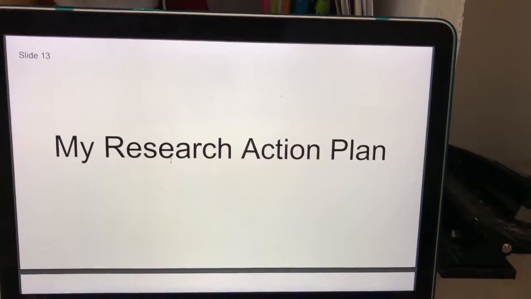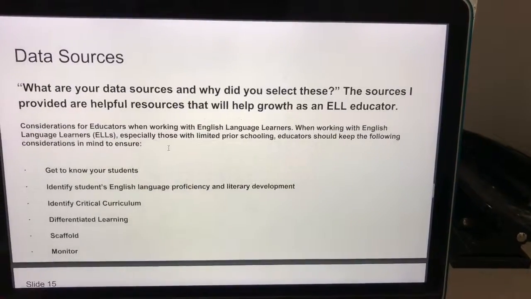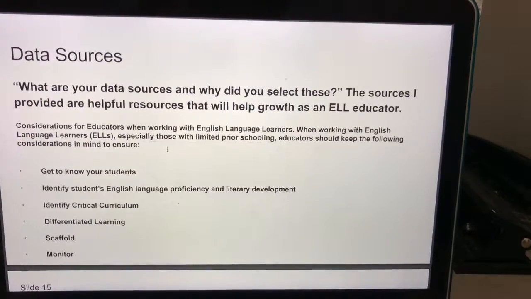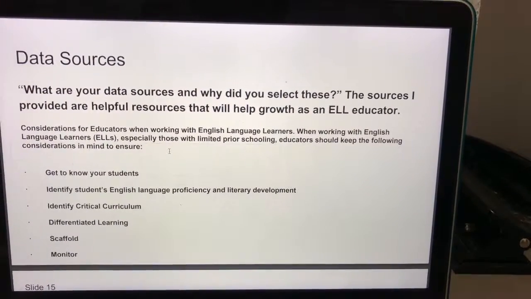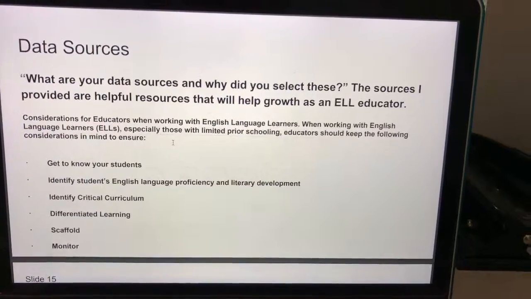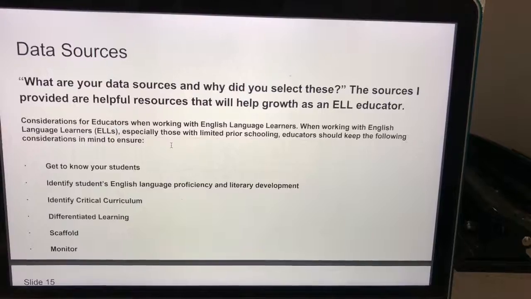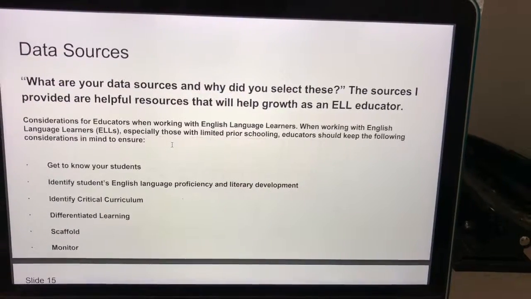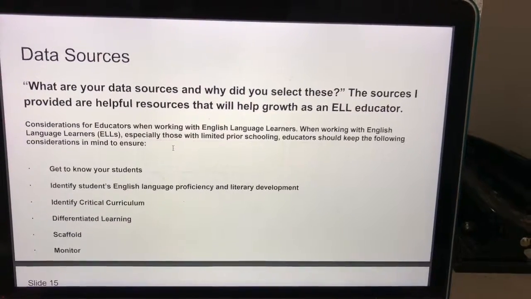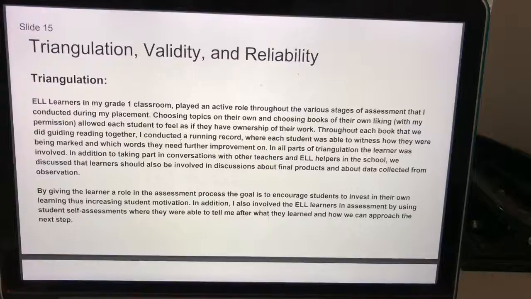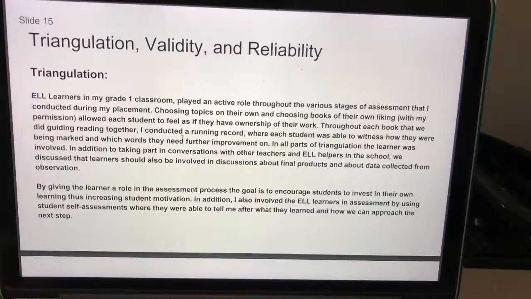And finally, we move on to my research action plan. So basically, what are your data sources and why did you select these? The first one, as I stated before, is getting to know the students, identifying student English language proficiency and literacy development, identifying critical curriculum, differentiated learning, scaffolding, monitoring, and also finally triangulation, validity, and reliability.